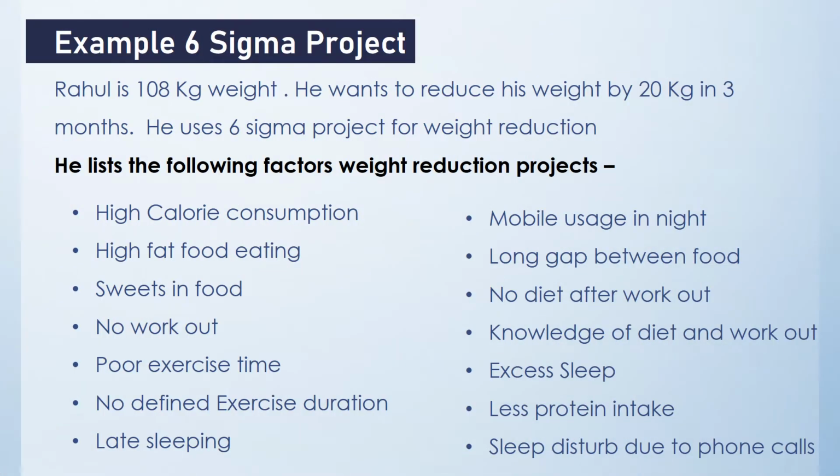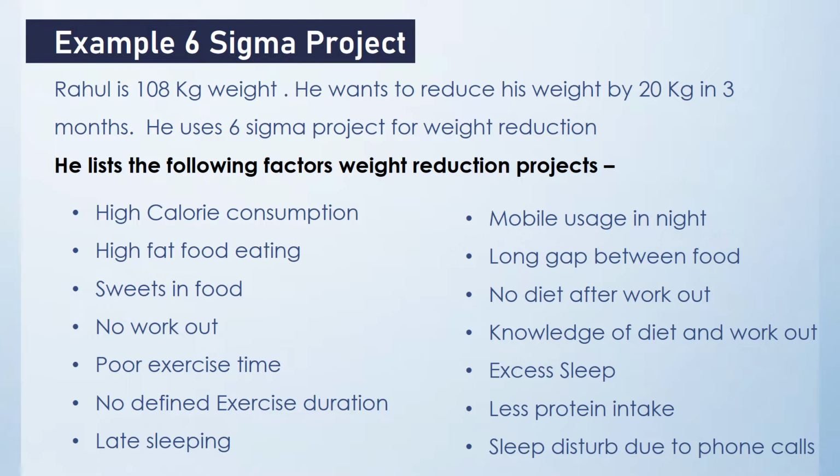We are taking an example of a Six Sigma project. Here in this example our hero is Rahul. His weight is 108 kg, and he wants to reduce his weight by 20 kg in a 3 month time period. So he is running a Six Sigma project for reducing his weight.